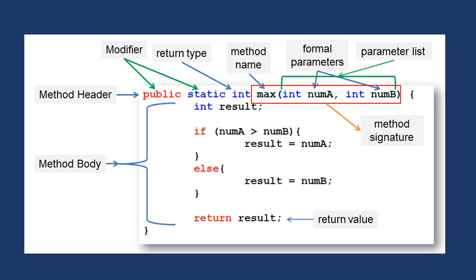I'm checking whether number a is greater than number b. If number a is greater than number b, I should assign number a to result, or else I should assign number b to result. So whichever number is maximum, I'm assigning it as result. Then after coming out of the construct, we are returning the result. So this function returns the maximum of two numbers. If I want to call the function max, I have to call the method with two integer values, so that this method can pick the maximum number, assign it to the result, and return it.